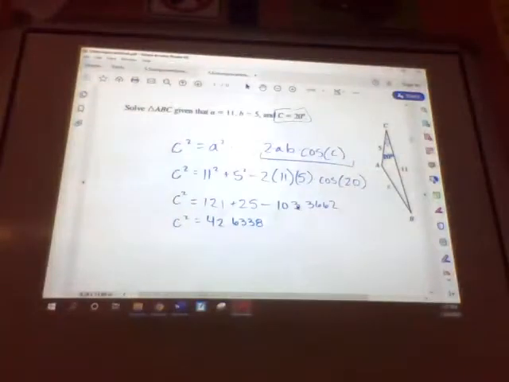And then, because you did all that work, you're thinking, oh good, the side length is 42.6338. But not quite, because the side length squared is that, and so you're going to have to do the square root. So just because it was hard doesn't mean it couldn't be harder.